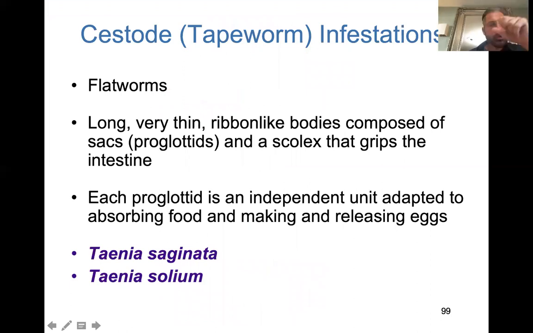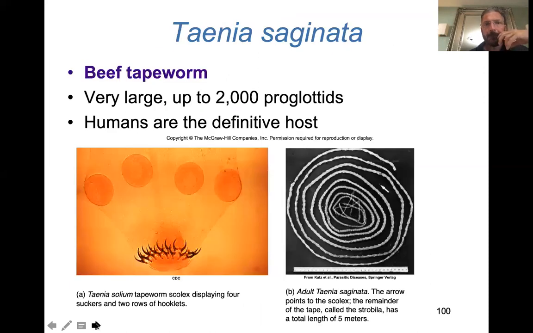All right, so we have two forms. Taenia saginata is the beef tapeworm, and Taenia solium is the pork tapeworm. So beef tapeworm is very large. Humans are a definitive host. So that's what it can look like, and it's dropping off these little segments constantly. And there's the scolex, which is attaching to the intestine.